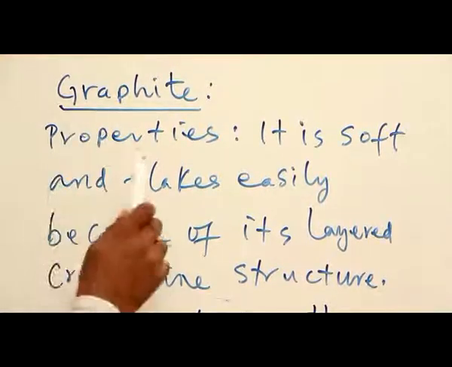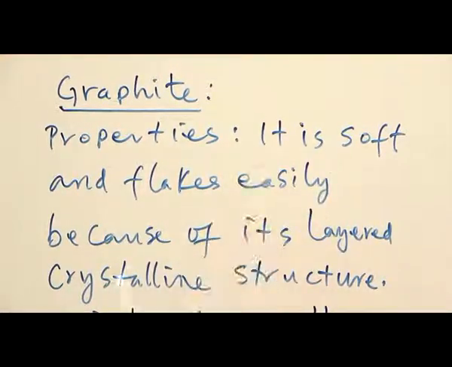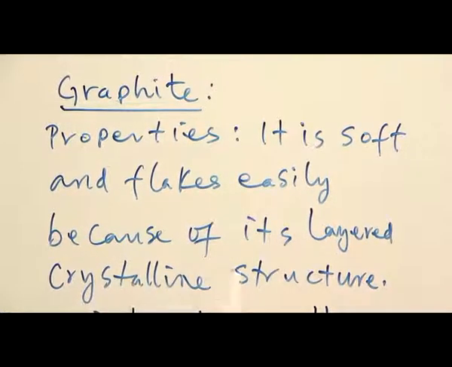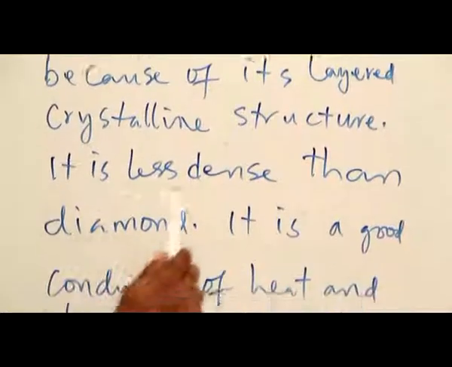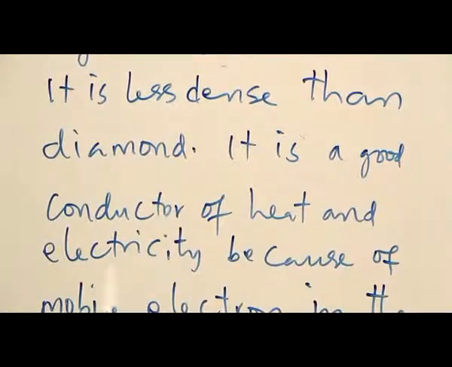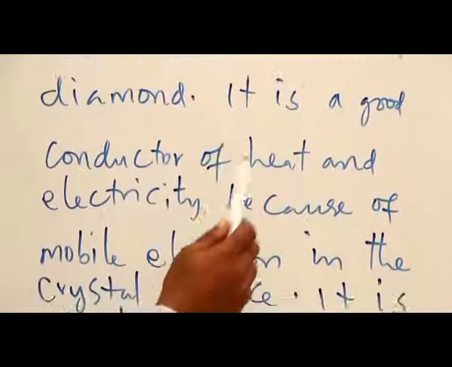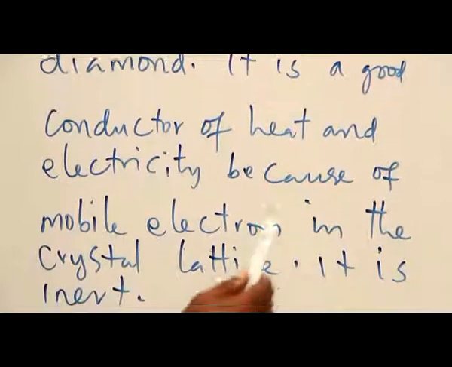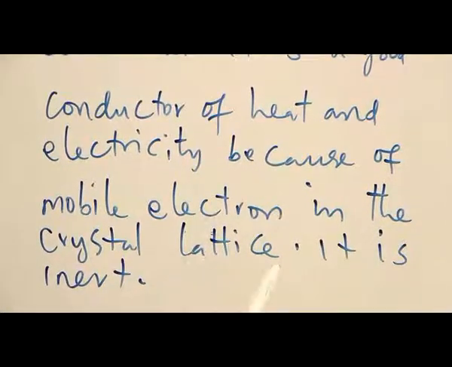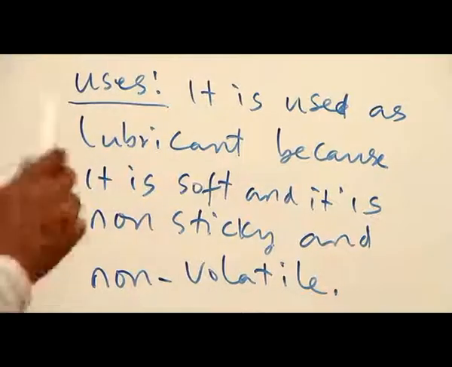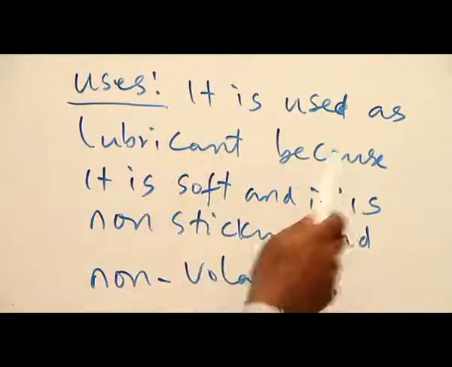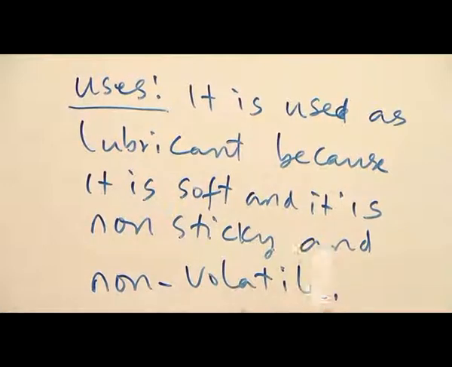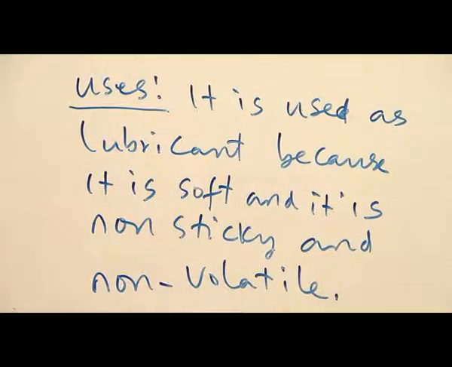Graphite properties. It is soft and flakes easily because of its layered crystalline structure. It is less dense than diamond. It is a good conductor of heat and electricity because of mobile electrons in the crystal lattice. It is inert. Uses. It is used as lubricant because it is soft and it is non-sticky and non-volatile.